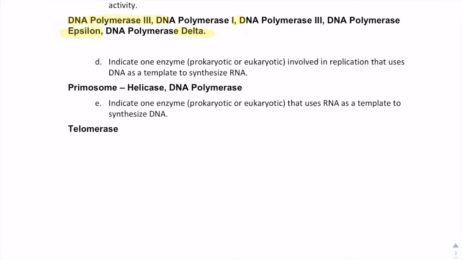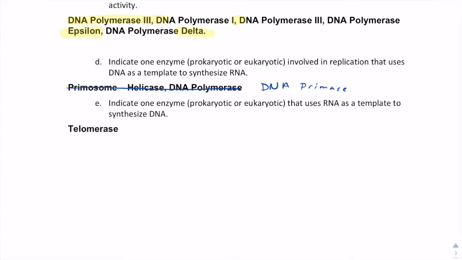Part D, the enzyme that's involved in replication that uses DNA as a template, so it will use the sequence from DNA to synthesize RNA. So it's not going to be any of these, it's going to be DNA primase.